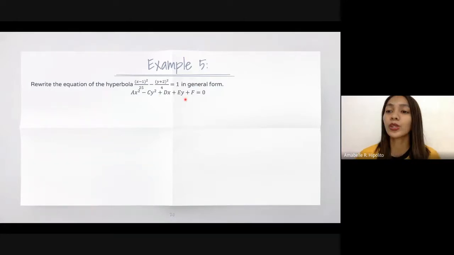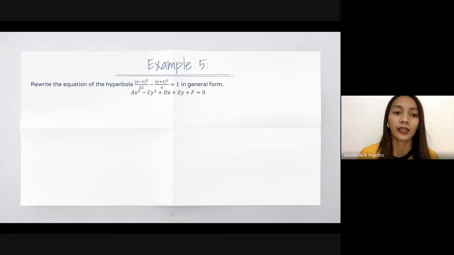Same with other conic sections, there are also two methods on how you are going to find the general form of the equation. Method A is to expand the binomial, multiply it by the LCD, then simplify. And method 2 is by using the values A, C, D, E, and F. Okay, so let's start with method 1 or method A.